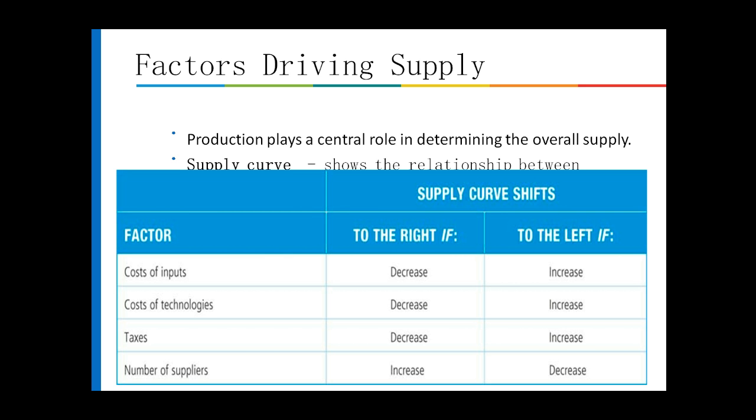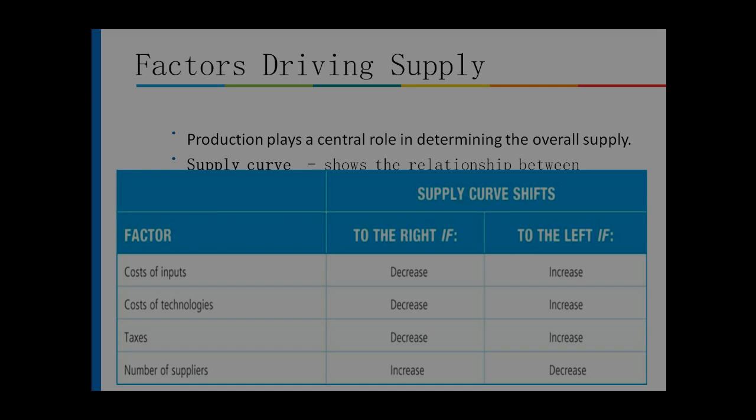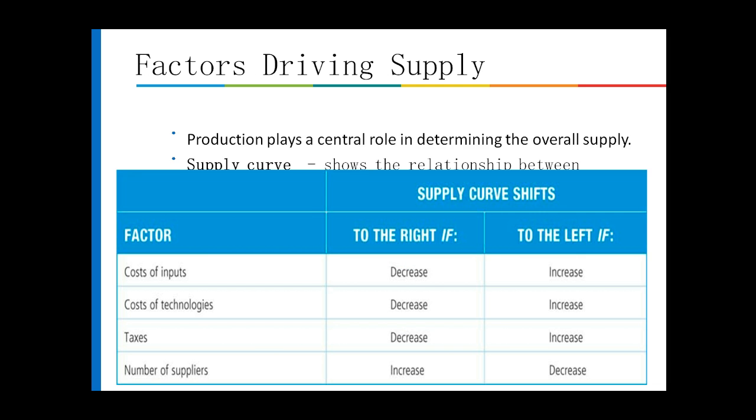Production plays a role, and the supply curve is going to show the relationship between them. The main point that you'll need to learn here is when there is a shift in supply, the general rule is going to be the inputs, the technology, taxes, or suppliers. Those types of changes are going to automatically cause the supply curve to shift either to the right or to the left.